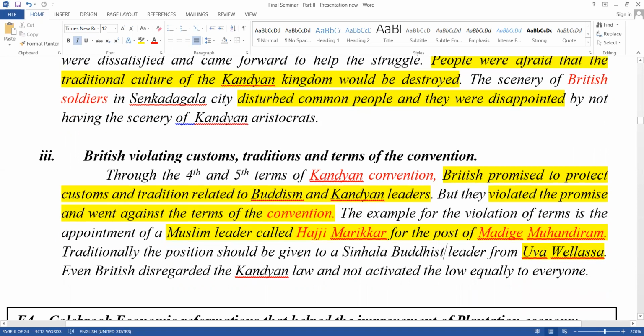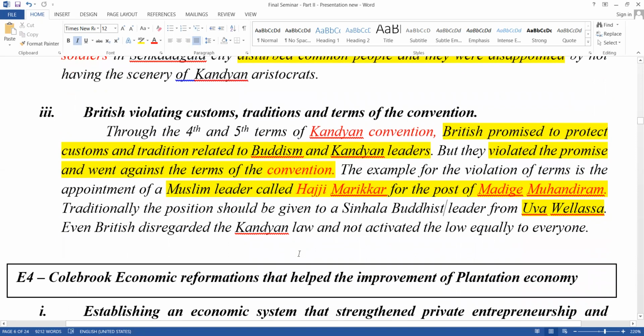Then we move on to the next question. That's about Colebrooke's economic reformations that helped the improvement of the plantation economy. We don't pay much attention to this question, but we'll discuss it as a question.